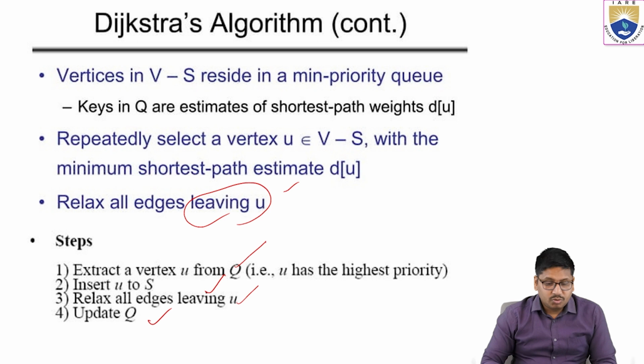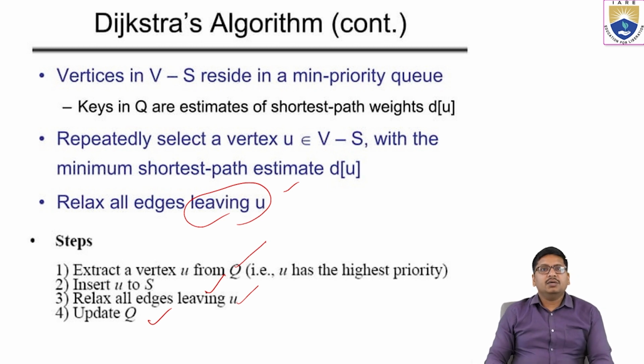So these are the steps that we are going to follow in Dijkstra's algorithm. First of all, you have to extract the vertex from the queue, then insert it into S, relax the edges from u, and then update the queue.